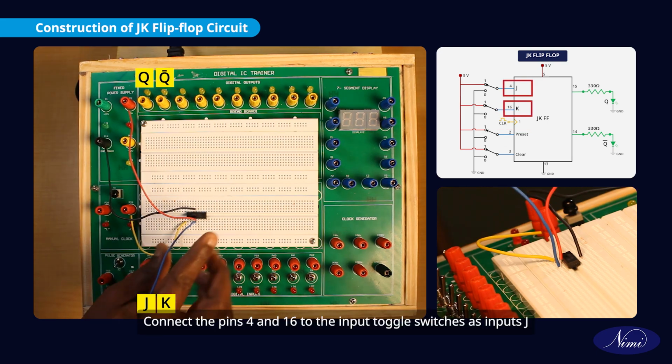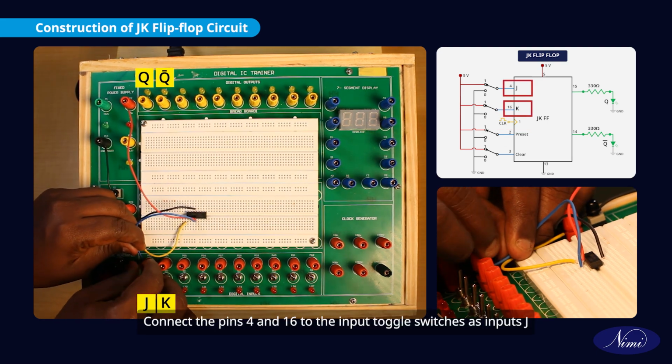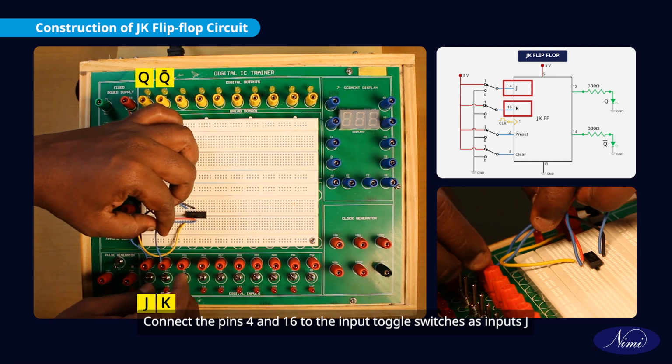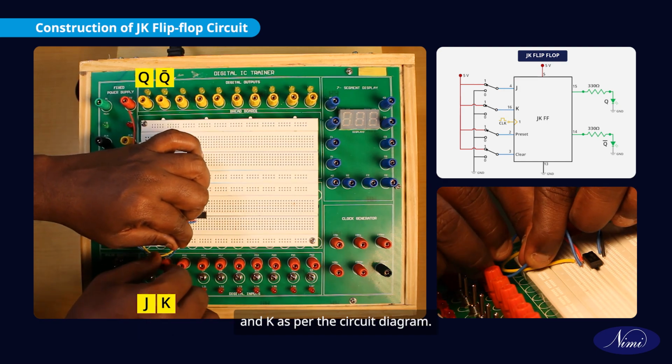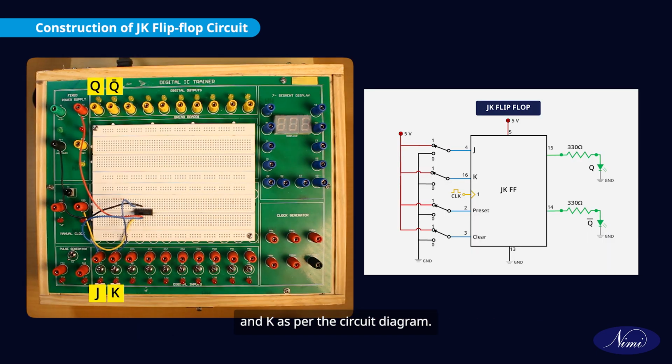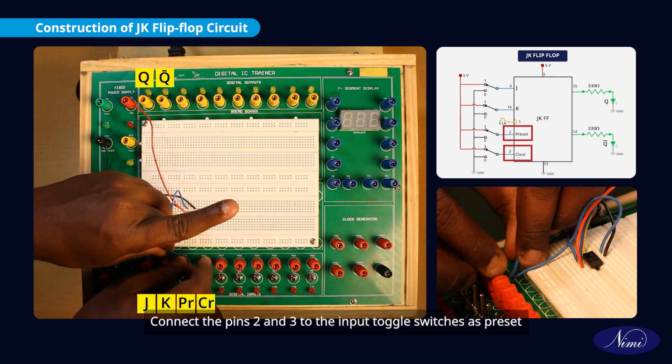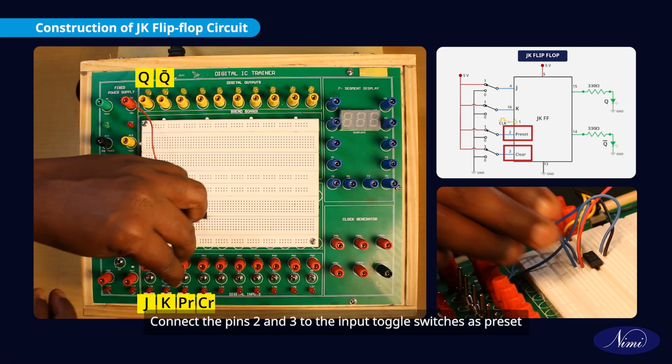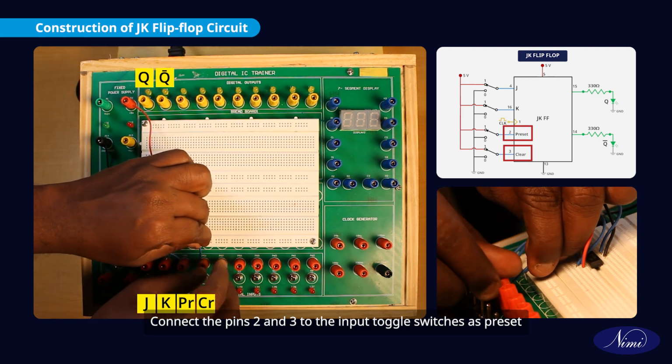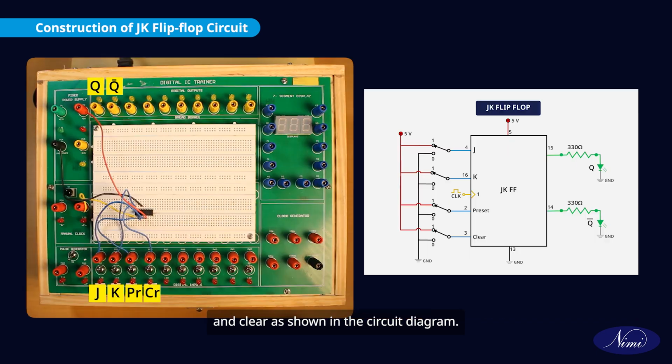Connect the pins 4 and 16 to the input toggle switches as input J and K as per the circuit diagram. Connect the pins 2 and 3 to the input toggle switches as preset and clear as shown in the circuit diagram.